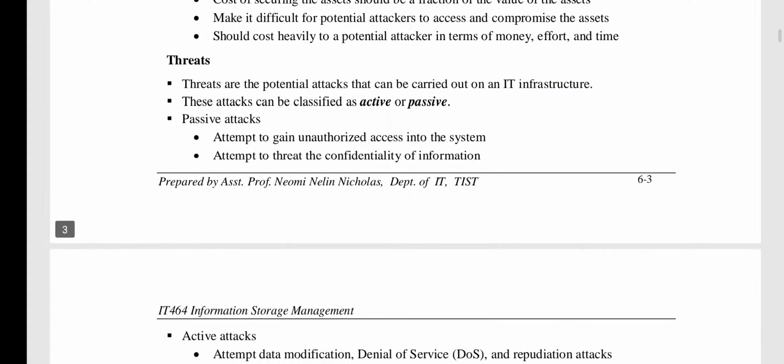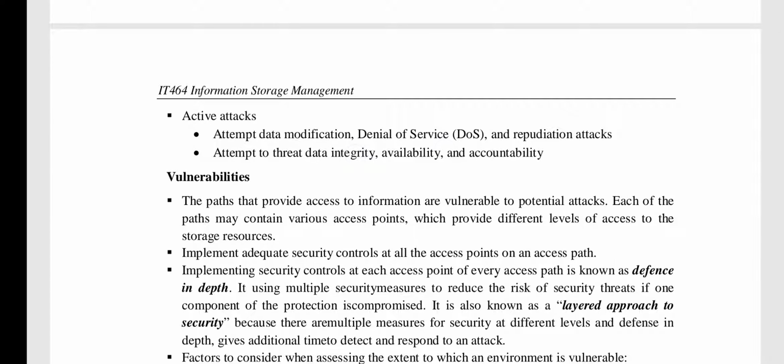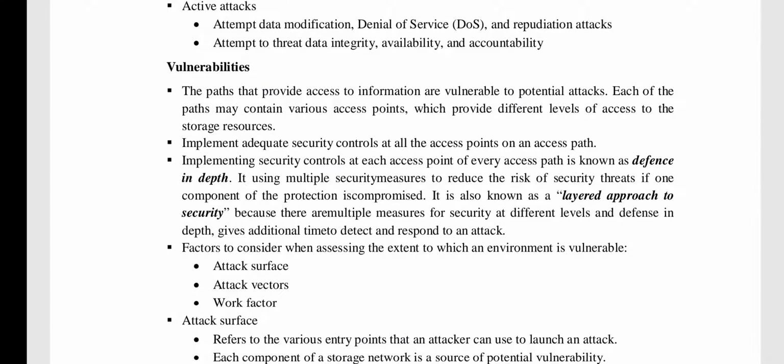Next is about threats. Threats are potential attacks that are carried out on the IT infrastructure, and they may be active or passive. We have come across all these many times in our courses. A passive attack is to gain unauthorized access. Active means it is mainly about modifying our data. Then vulnerabilities, that is the paths that provide access to information, are the vulnerable points to potential attacks.